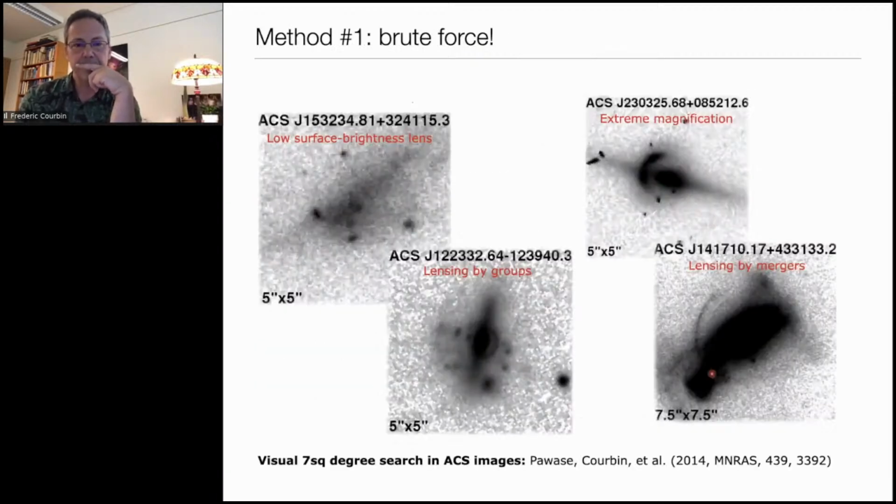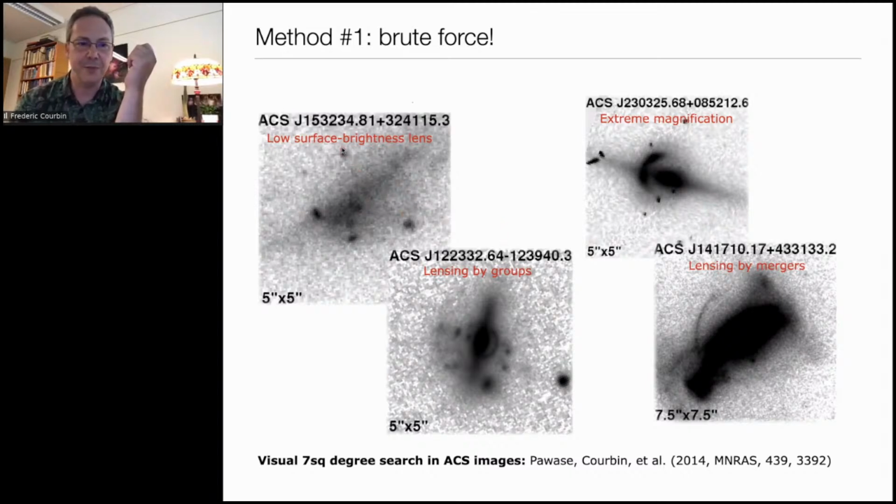learning. So one method to find lenses is brute force. And we did this back in 2014. So brute force means we essentially downloaded the whole HST archive taken with the ACS in the red filter. So that's 7 square degrees, and we inspected everything by eye. So that was a bit painful, but that leads to nice estimates of the prevalence of lenses on the sky, and also gives an idea of the, let's say, the diversity in lens types.